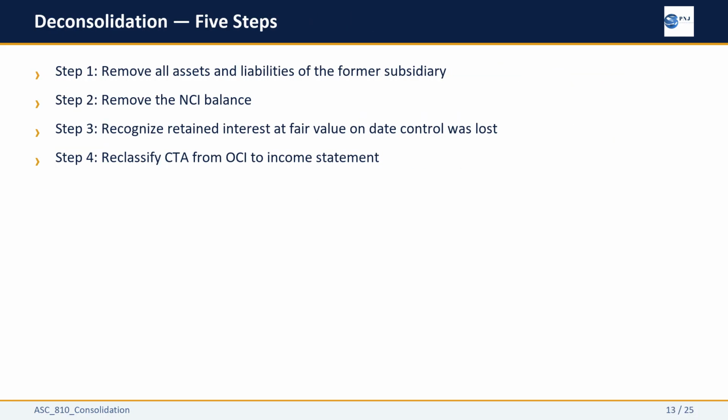When control of a subsidiary is lost, deconsolidation follows 5 steps. Remove all assets and liabilities. Remove the NCI balance. Recognize any retained interest at fair value, not at previous carrying amount. Reclassify the accumulated CTA from OCI to the income statement. Then calculate the gain or loss: proceeds plus fair value of retained interest, minus net assets removed, minus NCI removed, plus CTA reclassified. Forgetting the CTA reclassification is the most common deconsolidation error.